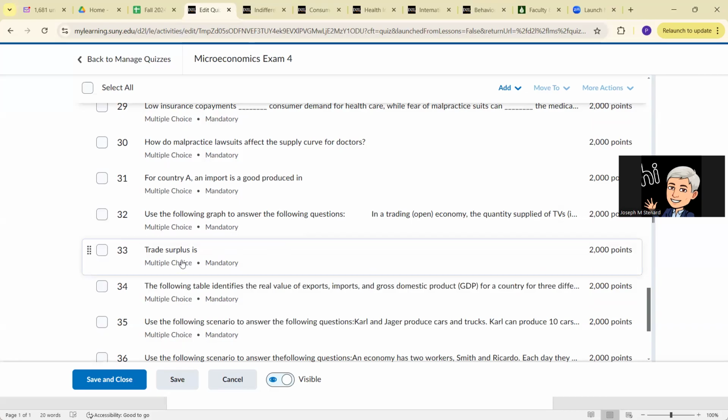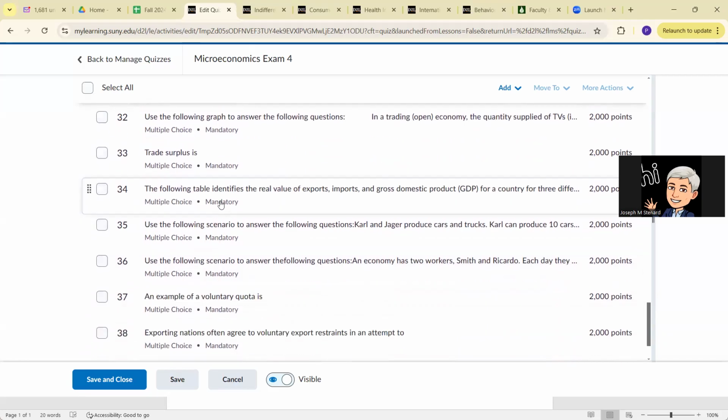Trade surplus sounds just what it is. That's where if you sell more to another country than they sell to you, then you have a trade surplus. The United States has a trade deficit. That's the opposite, where we buy more from other countries than we sell to them. So that's that answer. The following table identifies the real value of exports. Use the following scenario to answer the following questions. Scenario.